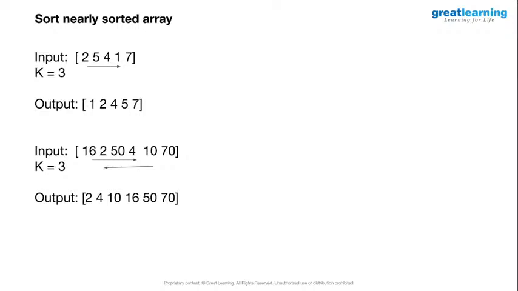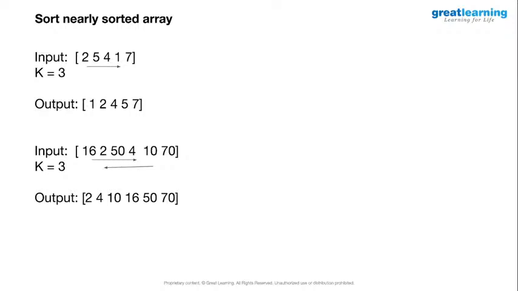Now observe carefully, guys. If you see 16, 2, 50 and 4, the second example, if I somehow stored all these values in a heap, and when I remove the first element, what will it be?